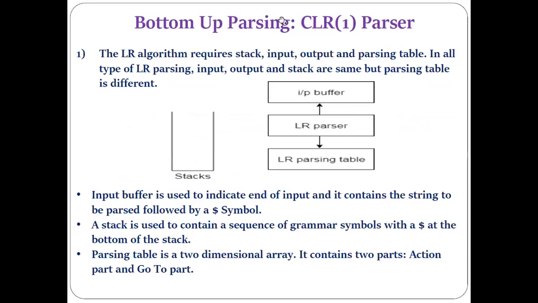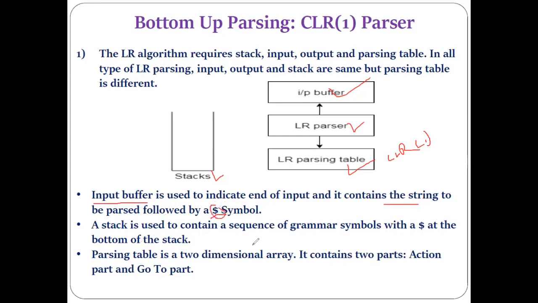The different data structures required for LR parsing, we discussed last time. The same kind of data structures are required for the CLR1 parser also: we require the input buffer, the LR parsing algorithm, the LR parsing table, the stack, etc. Here, for the parsing table, we refer to the CLR1 parsing table. Why do we require these data structures? For example, the input buffer contains the input string that has to be parsed, and it is always followed by the dollar symbol. Dollar indicates the end of the input string.